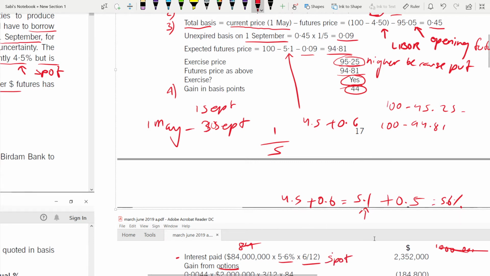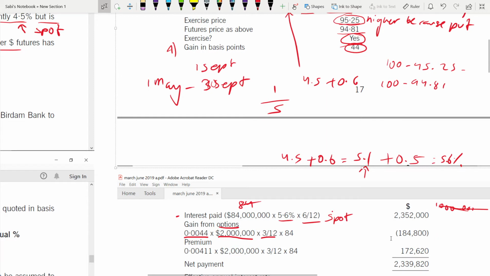This is your spot. So in the spot it is 6 months, yes, but when you're coming to the option, even for the premium, even for your gain or a loss, it is 3 months only. 3 over 12. Then it is into 84 million.